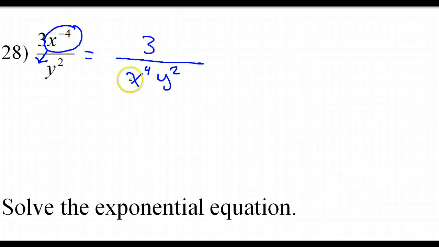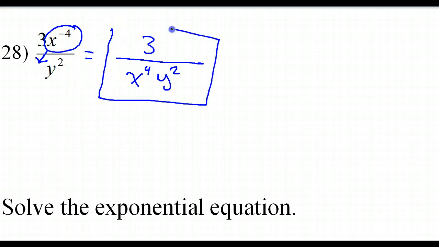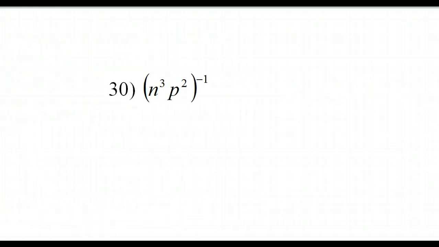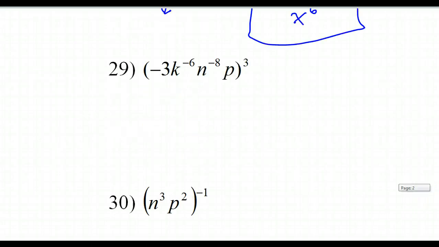It's traditional to put these in alphabetical order. So that's why I didn't go y squared and then x to the 4th power. I personally wouldn't mark it wrong if you wrote it backwards, but try to get in the habit of using alphabetical order whenever you can. That's tradition. So let's look for 29 and then 30.